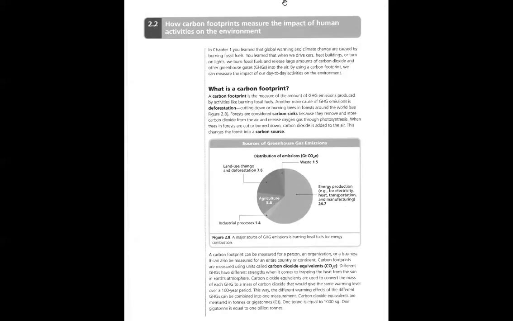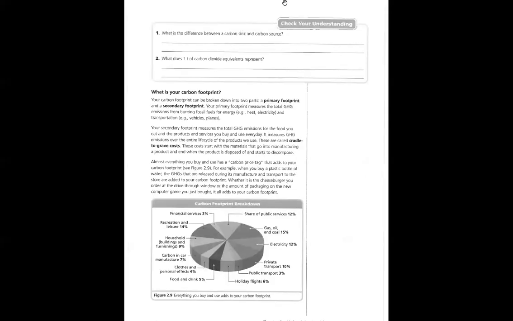So that was 2.1, or lesson 4. And the last one in lesson 5 is section 2.2, and that's how carbon footprints measure the impact of human activities on the environment. We looked at a carbon footprint. You should know what a carbon footprint is. You should know what causes GHG, greenhouse gas emissions, and what brings down greenhouse gas emissions. So what causes them, plus also what decreases them. You should be able to talk about the carbon footprint and how it's measured.